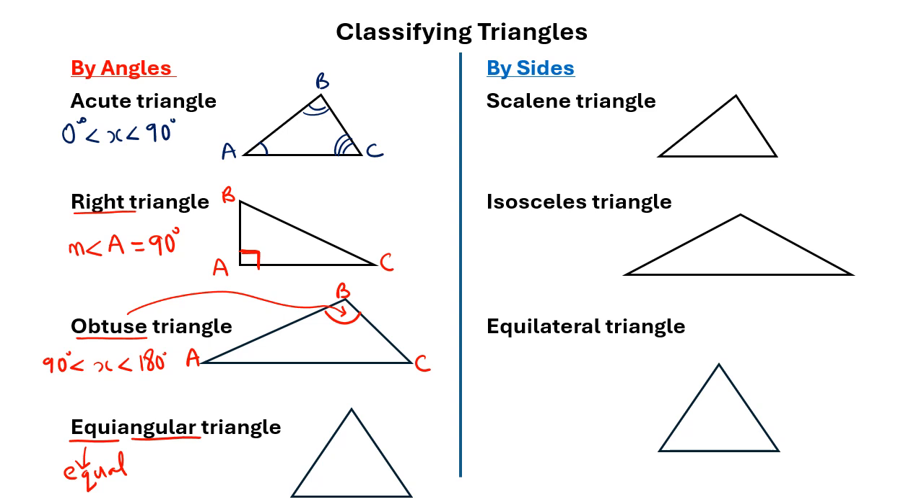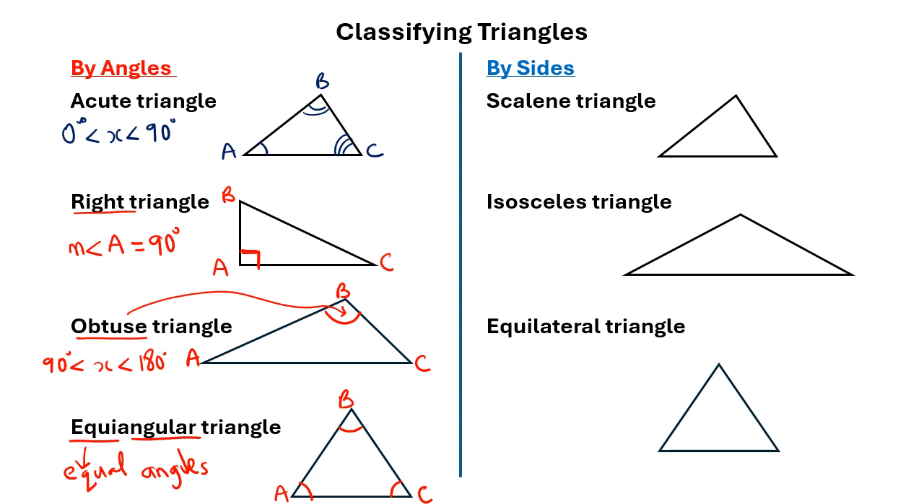Equiangular means equal angles. So all three angles of this triangle must be congruent to each other, meaning that they must be equal. So this is triangle ABC, and we can see that angle A, angle B, and angle C all have the same measure.